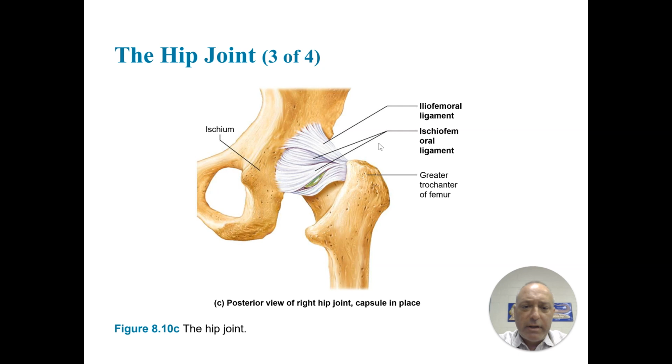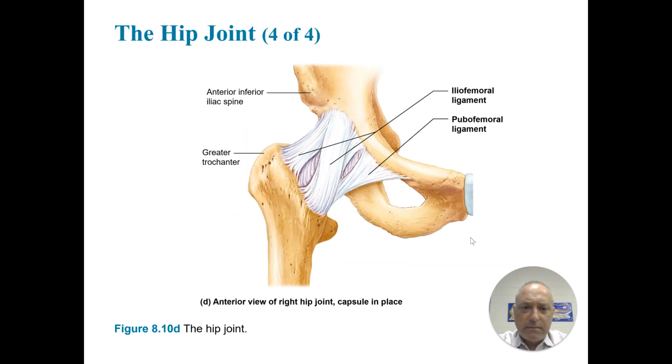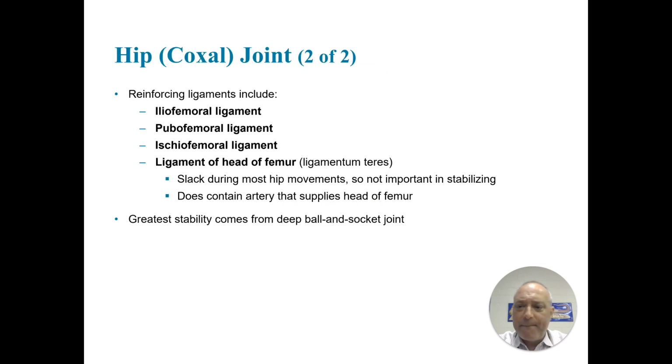So you have the iliofemoral ligament and the ischiofemoral ligament, as well as the pubofemoral ligament. We've got the pubis, the ischium, and the ilium. Those are what make up the acetabulum that this ball articulates with. The hip joint is also called coxal. There are different ligaments like the iliofemoral, the pubofemoral, ischiofemoral, and then there's a ligamentum teres.